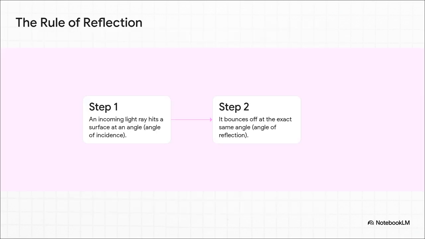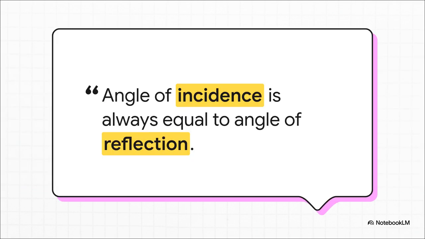And here's the really cool part. This bouncing isn't random at all. Light is super predictable. It follows this one beautiful, simple rule. Whatever angle the light comes in and hits the surface, it bounces off at the exact same angle on the other side. It really is that simple. The angle it comes in is always the angle it goes out.